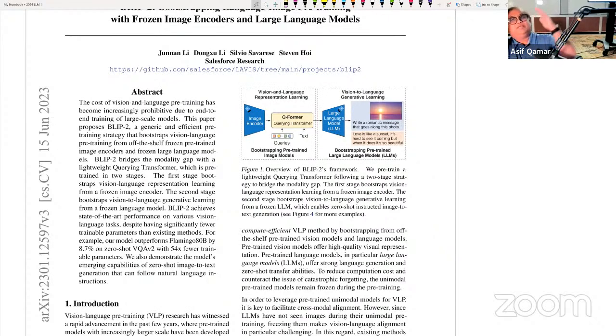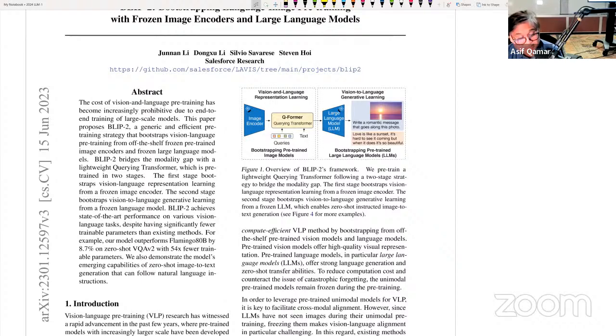Because ultimately you're giving some signal to the decoder. The job of the second pillar is just to make sure that the signal that goes into the decoder is such that the decoder produces the text you want to see. Okay? These are the 2 phases. The second stage bootstraps vision to language generative learning from a frozen language model. Frozen language model, think Llama 2 that you just downloaded or something like that.